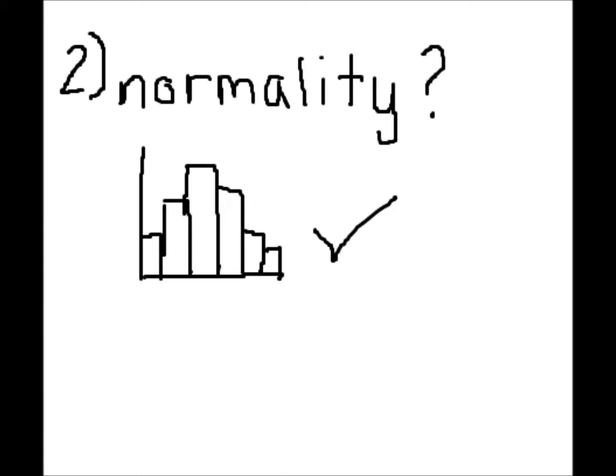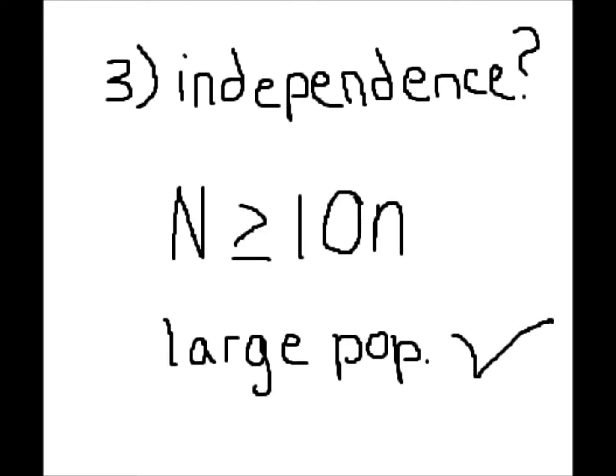2. Normality. To assume a normal distribution, a sketch of the given data may be necessary. It is enough that the distribution be symmetric and single-peaked to be considered normal. 3. Independence. The population size must be at least 10 times the sample size.